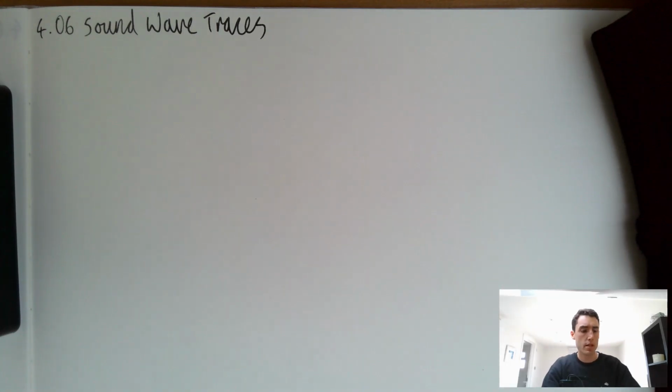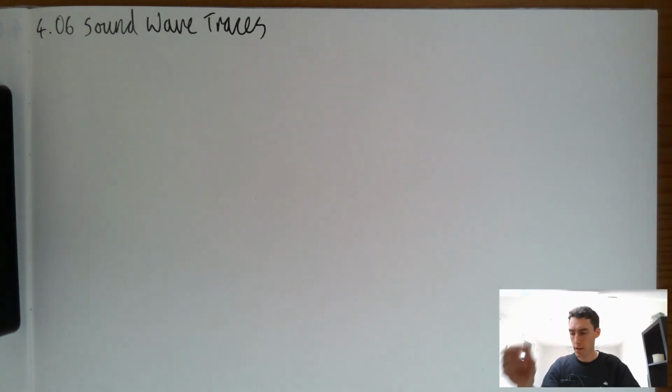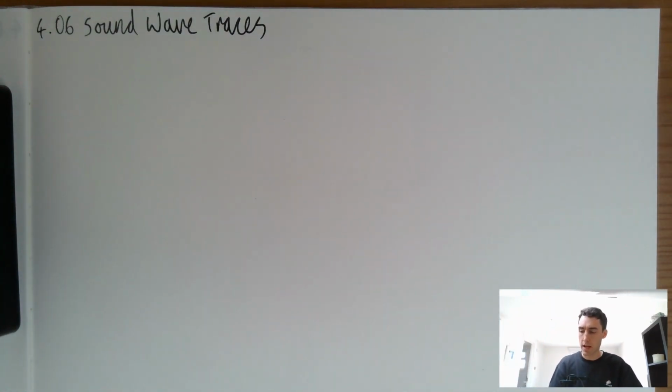Hi everyone, this video is on lesson 6 of the sound and light scheme of work, and this is about sound wave traces, as the title suggests. What's really important here is that we are covering exactly the same concepts as we covered in the previous lesson, only we're adding a layer of abstraction because this time we're going to represent the difference between a low amplitude and a high amplitude sound and a low frequency sound and a high frequency sound.